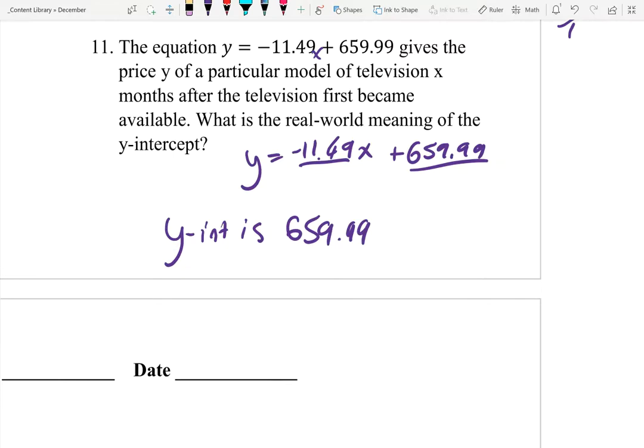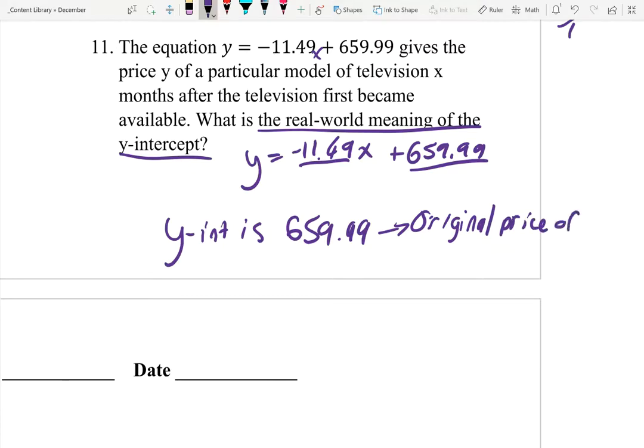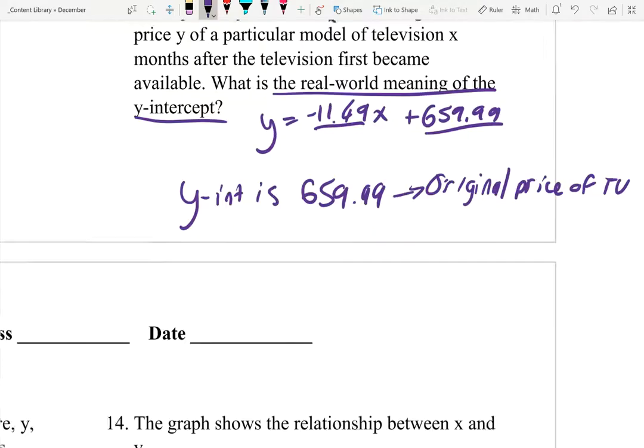But the y-intercept, that's the most important thing, with the real world meaning of the y-intercept. At 0 months, the price was this, right? So that means that this was the original price of the TV. Original price, right, of TV, or the price it started off with.